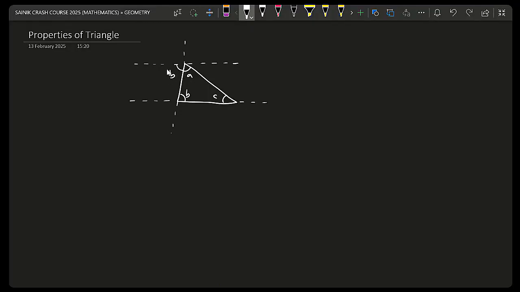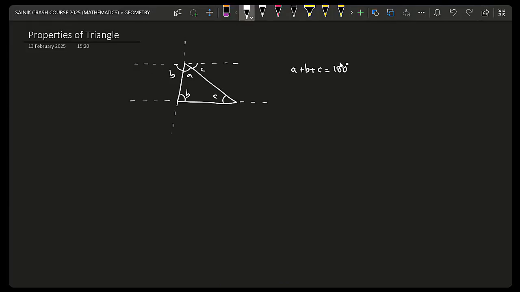Similarly, by the same reason, now these two lines are parallel and this is a transversal. This angle is equal to this angle because they are alternate interior angles. So if this is C, this is also C. Now you can observe A, B, C are formed on the same straight line, so the sum of all the angles is going to be a straight angle. That means the sum of A, B, C is 180 degrees. So A plus B plus C is 180 degrees. So we proved that the sum of interior angles of a triangle is 180 degrees.